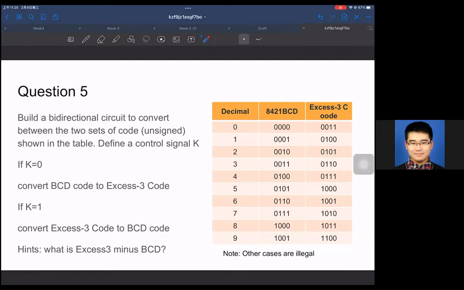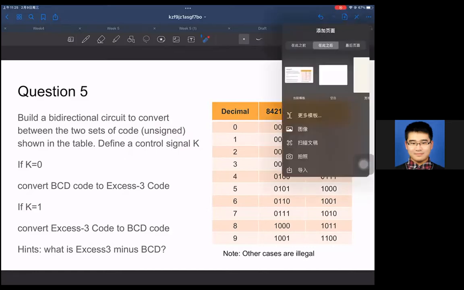And if k equals 1, it's right to left. Some of your friends already captured that, which is if you go left and right, what do you do? +3, right? And what if you go back? -3. But remember, BCD and XS3 code are both unsigned.